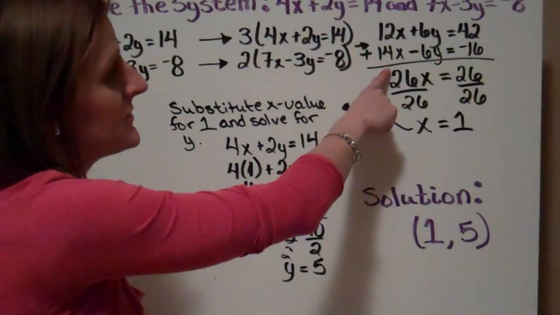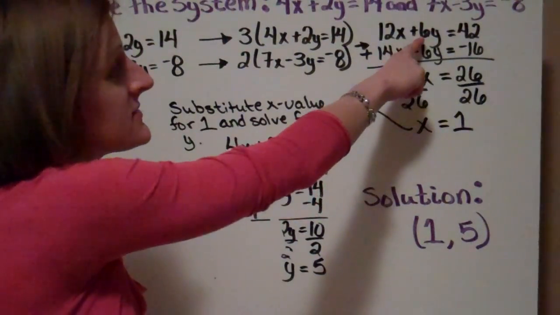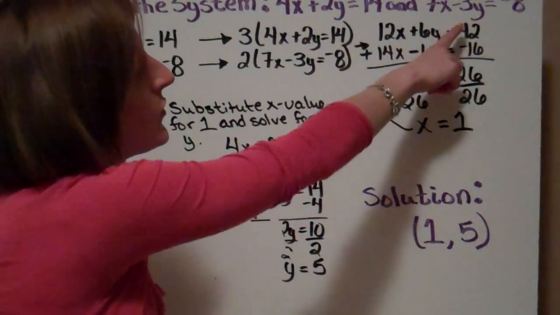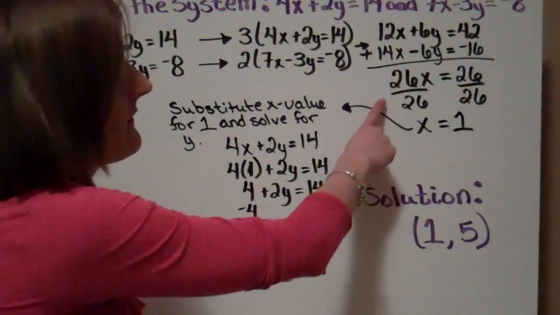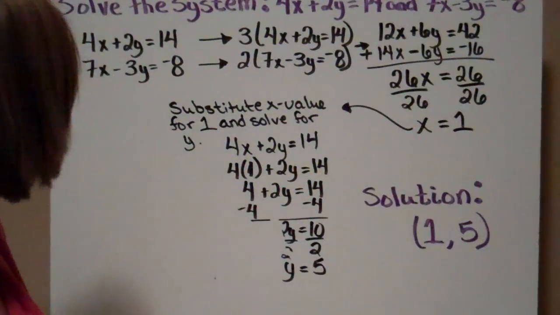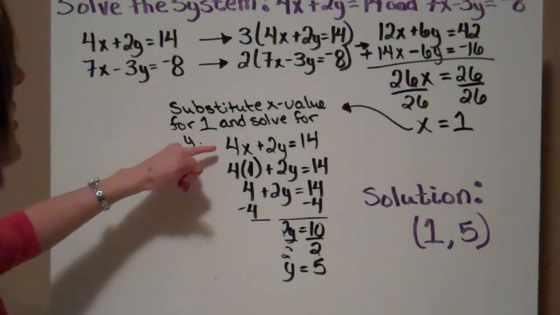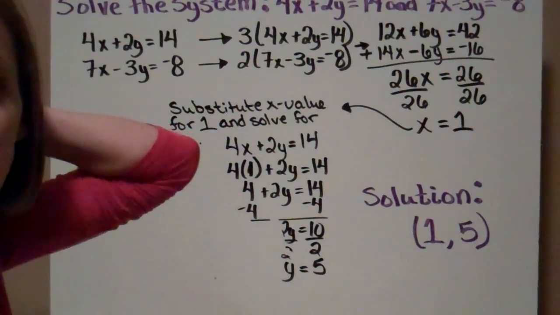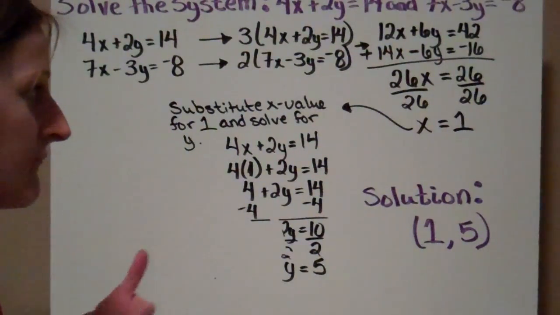Okay, when I add these two together, 12x and 14x is 26x. 6y and negative 6y go away, they eliminate. 42 plus negative 16 is a positive 26. Divide each side by 26 and you get x to equal 1. Again, substitute the x value in for y and solve. So 4x plus 2y equals 14. I'm going to use the first equation. Remember, I've told you before, it doesn't matter which equation you substitute it in for.